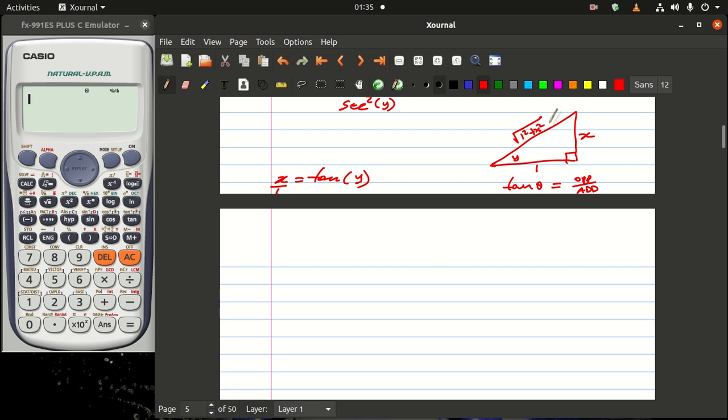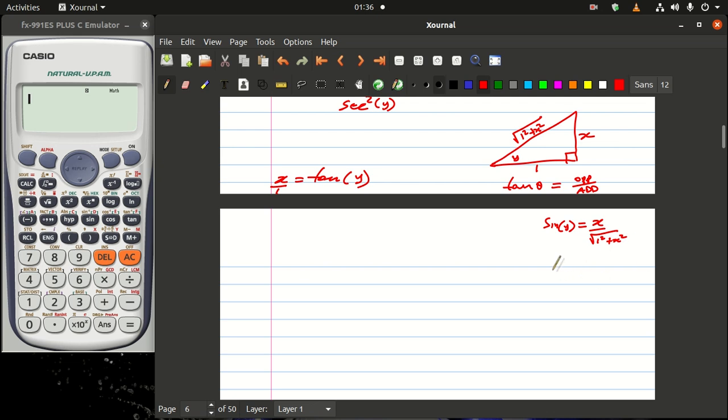The next thing that you want to realize in this whole thing is this. I can find my sine of y here. My sine of y, we know, is going to be opposite over hypotenuse. It's going to be x over the square root of 1 squared plus x squared.